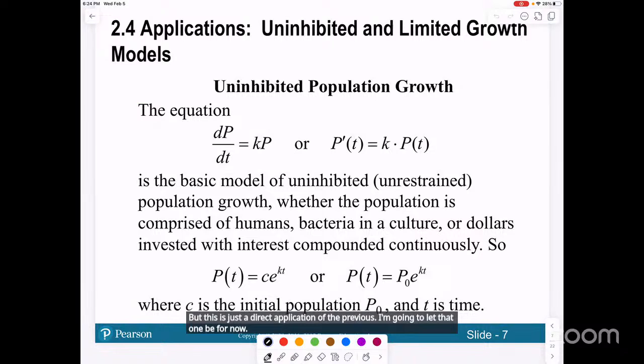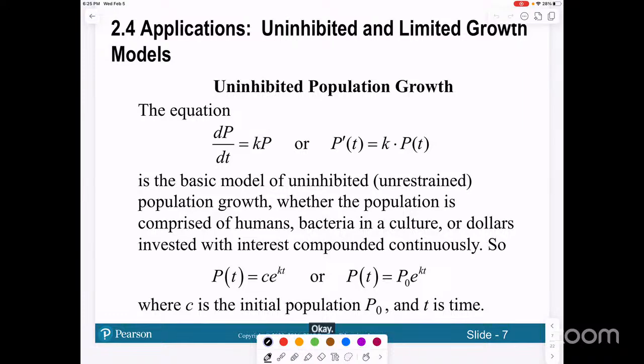Okay. So this equation, p prime equals k times p, is the basic model of uninhibited or unrestrained population growth, whether the population is comprised of humans, bacteria in a culture, or dollars invested with interest compounded continuously. So you can write P(t) equals c e to the kt, or P(t) equals P naught e to the kt. Just two different ways that we write it, where P naught, the same as c, is the starting amount, the initial population, and t is the time, okay?